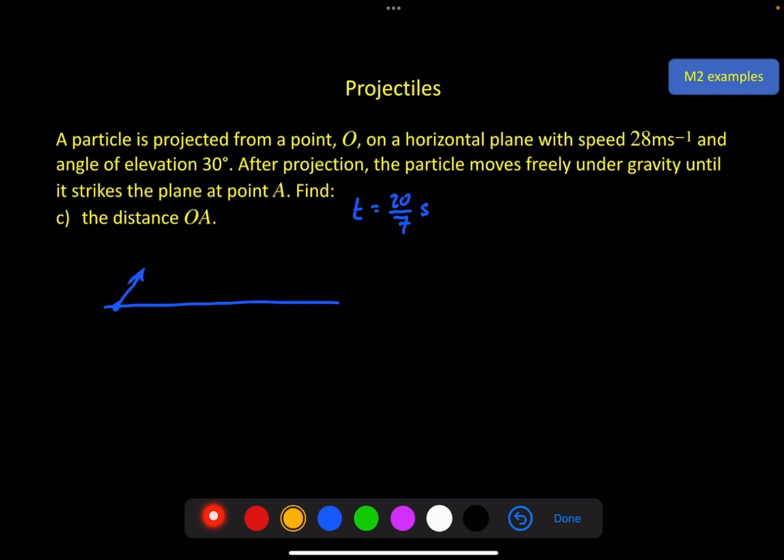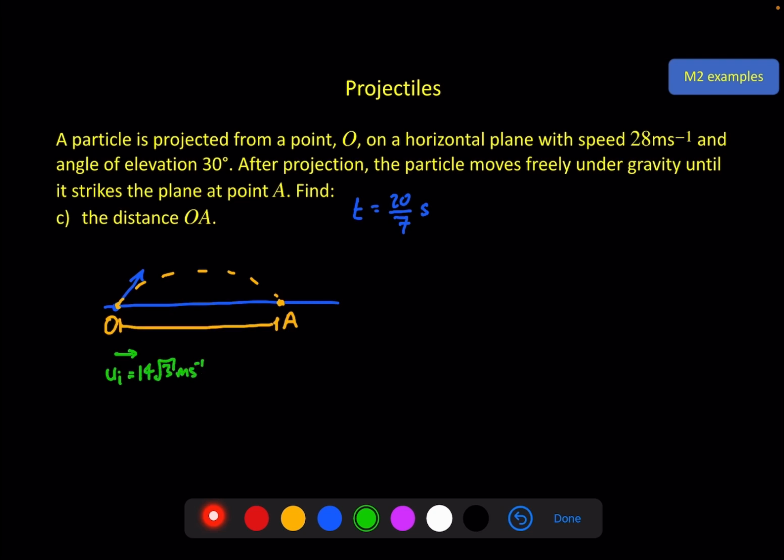So we've got our projectile coming off, here it comes, and this is striking at point A, it starts at point O, and they want the distance here, the horizontal distance, OA. So now of course we are looking horizontally, and horizontally we know that the initial speed, if I call that ui again, was from our starter question, 14 root 3 meters a second. We know the time, 20 over 7 seconds from part B. We can now just do a simple calculation of speed times time.